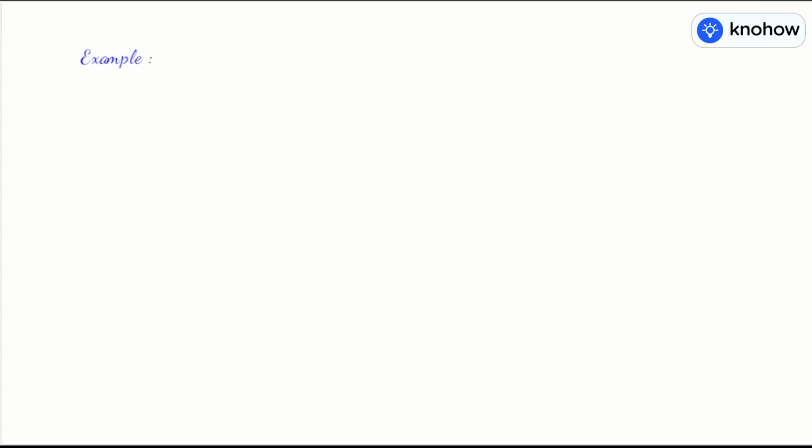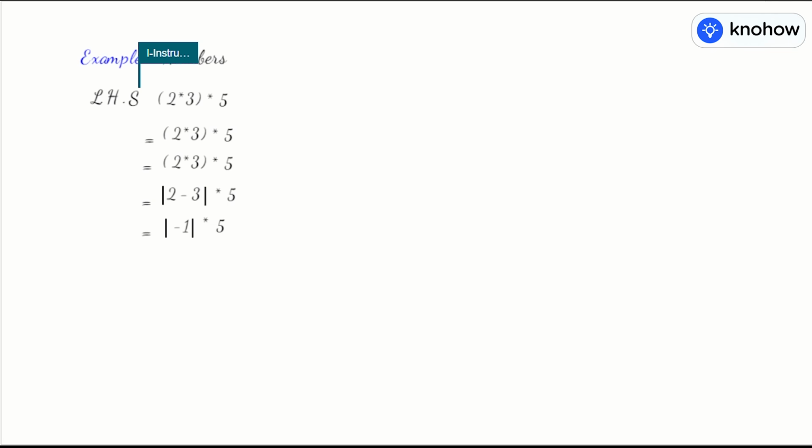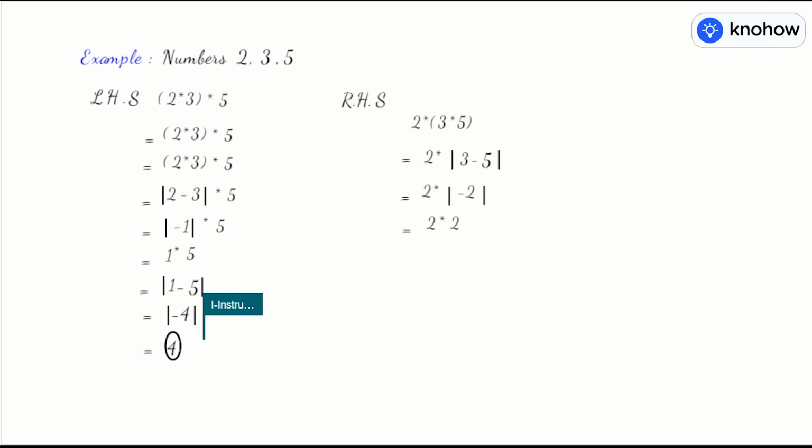Okay, suppose I take the numbers 2, 3 and 5. What will happen to the left hand side? See, 2 minus 3 is minus 1, modulus is 1, and minus 5 is minus 4, modulus is 4. So left hand side will be 4. Now check the right hand side. That is 2 minus modulus of 3 minus 5. 3 minus 5 is minus 2, modulus is 2. And 2 minus 2 you get 0.